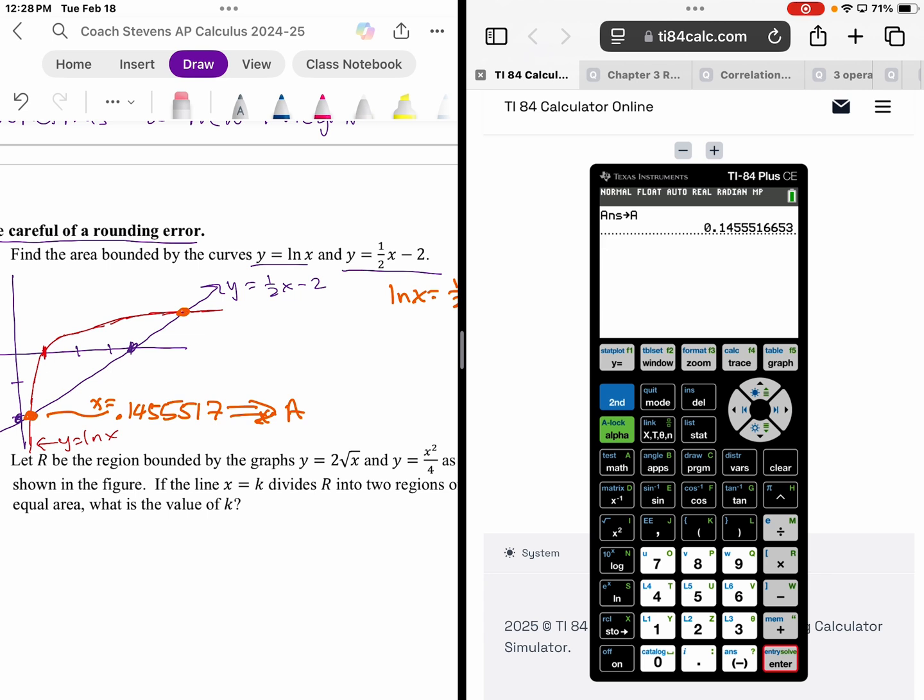Okay, now we're going to find the other intersection point. So I'm going to do second calculate, intersect. I'm going to go over to where the other one looks like it's happening.